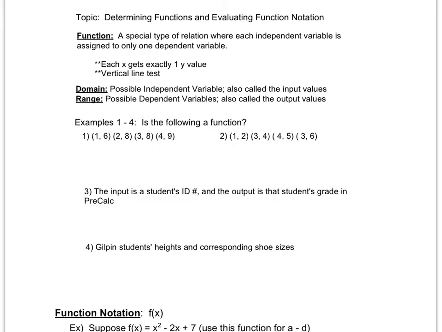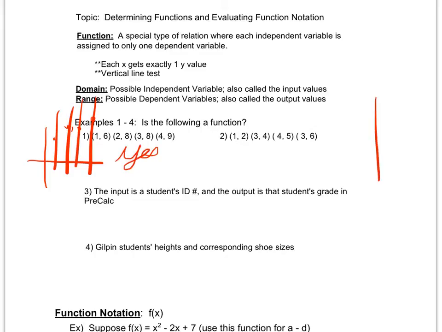So if I'm looking at determining if something's a function, all I need to do is really just plot the points. And I don't have to do a real great diagram of it. I would go 1, 6, 2, 8, 3, 8, 4, 9. So I can see right away that yes, I would pass the vertical line test. So is this a function? You bet it is.